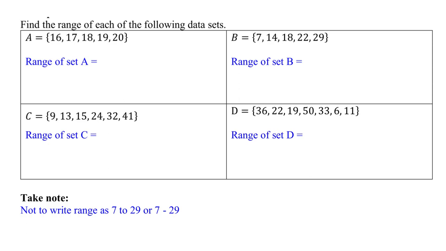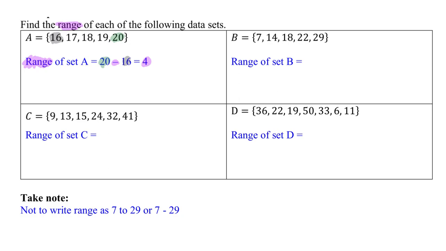To find the range of the data sets for this set of ungrouped data, we just need to identify the largest value, in this case 20, and the smallest value, 16. 20 minus 16 would be the range for set A, which equals 4. So the range for this set A would be 4.